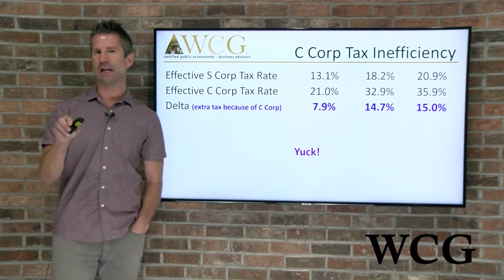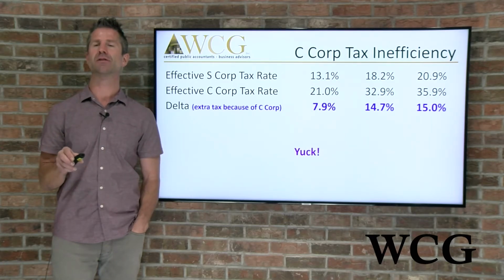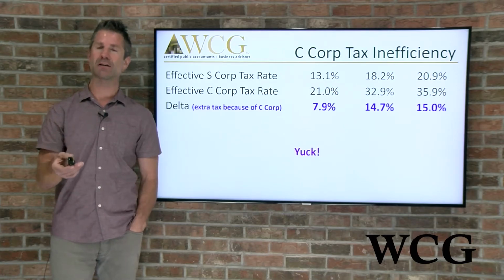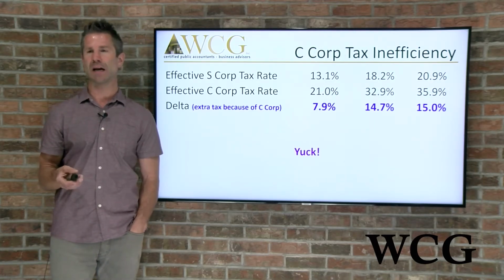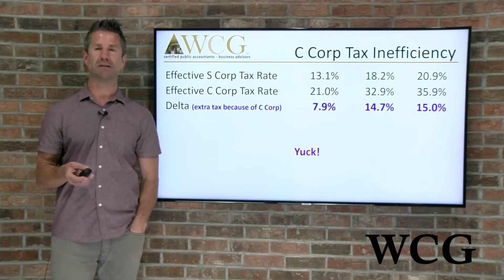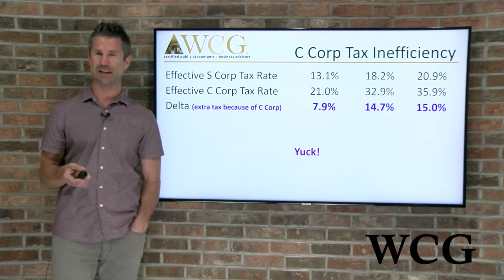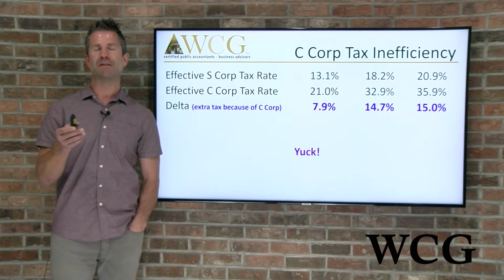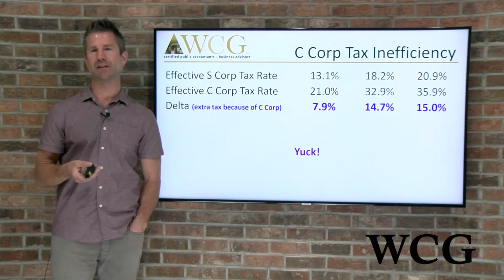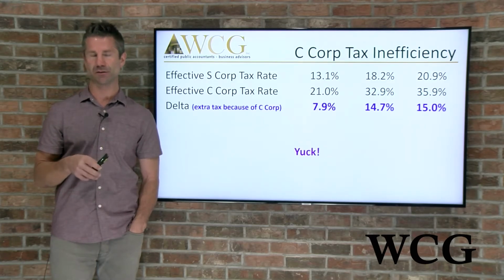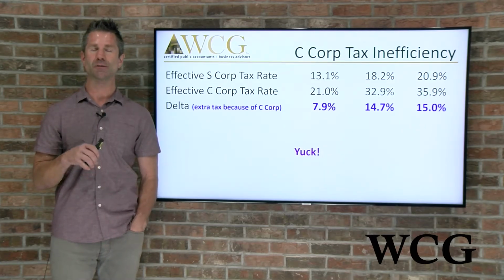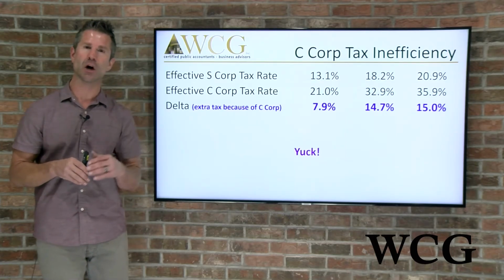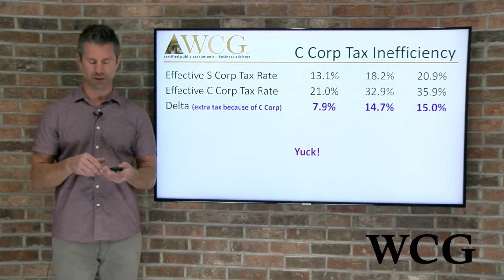So as you get higher in income values, your delta is going to increase. Given our $300,000 example, your effective S Corp tax rate was 20.9%, your effective C Corp was 35.9%. That sounds horrible, a delta of 15%. So even at the low incomes, it doesn't make sense to be a C Corp. At the higher incomes, it certainly does not make sense to be a C Corp. So don't get drawn into the sexiness of the 21% if that rate is lower than your income tax, okay?